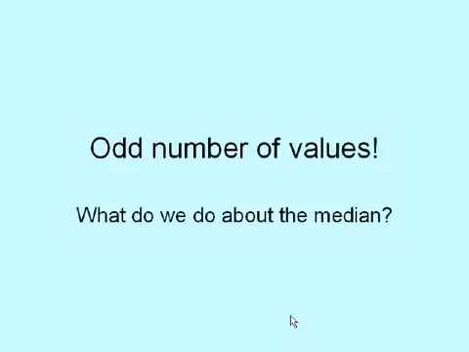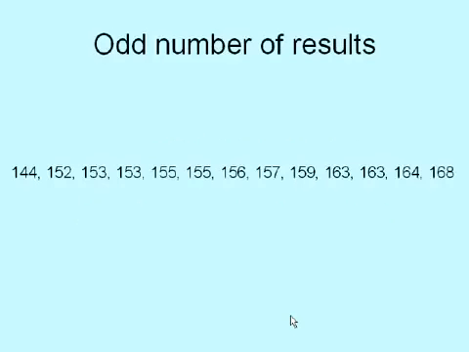Okay, now we do have a problem. What happens when you start off with an odd number of values? What do you do about the median? There are two approaches. Let's have a look at a data set here with an odd number of results in it. It's actually got 13 heights of children. Now, the median is 13 plus 1 divided by 2, the 7th number in the list, so it's 156.